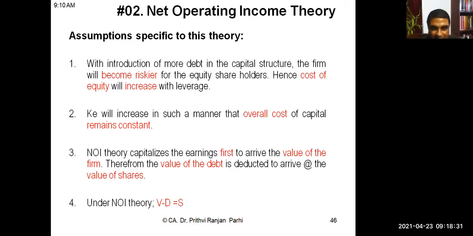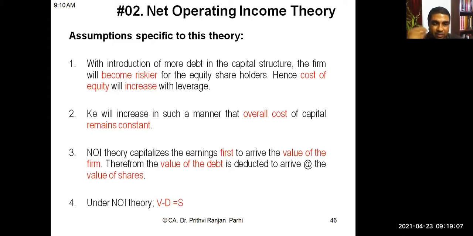Okay. Now let us read the third assumption. Third assumption, please read out. Net operating income theory capitalizes the earnings first to arrive at the value of the firm. Therefrom, the value of the debt to arrive at the value of shares. In the previous theory, you have understood that first we need to arrive at the value of the shares, then value of the debt, then we can add up, we can find out value of the firm.